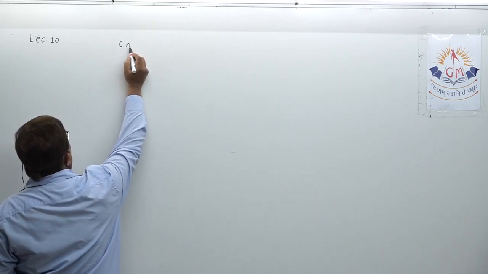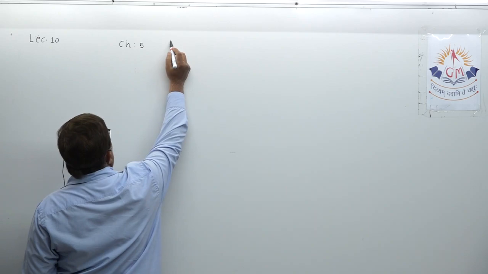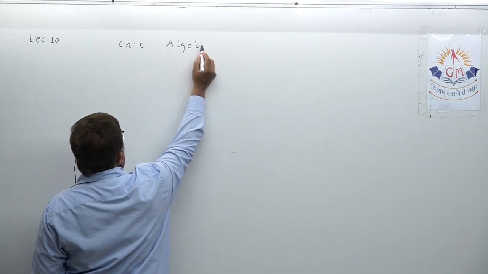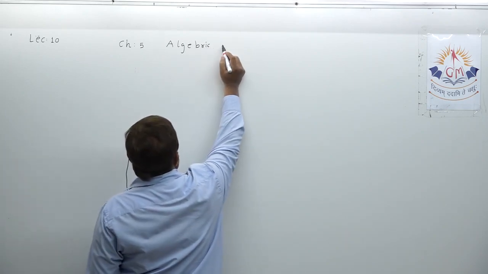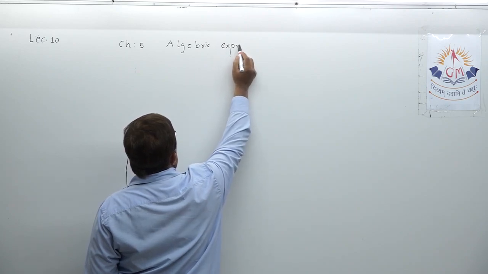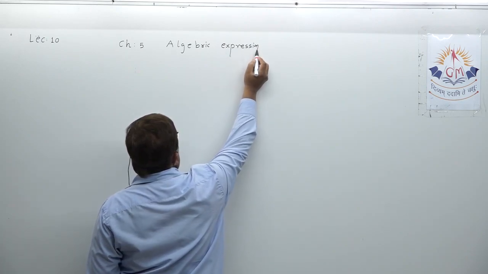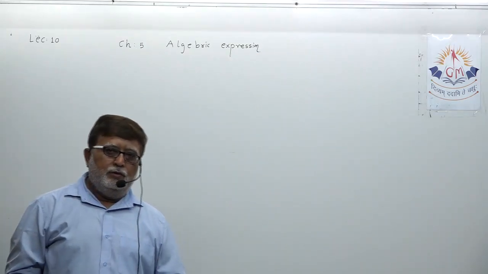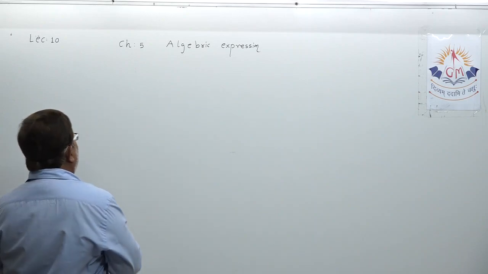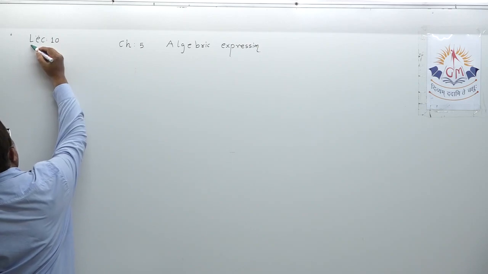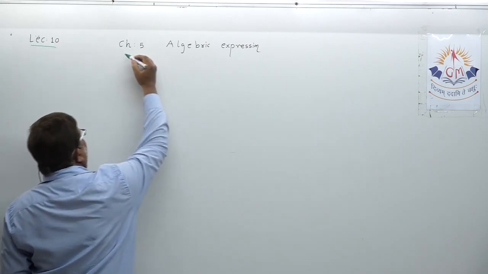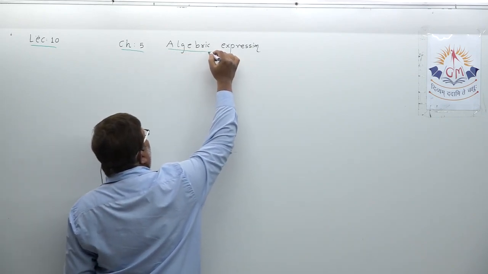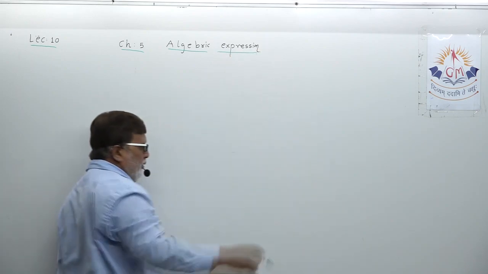Lecture 10, chapter 5. Name of the chapter you all know, algebraic expression. And in this particular chapter, today, in our lecture number 10, we are going to target one another identity. Lecture 10, chapter 5, algebraic expression, and we are targeting a new identity today.